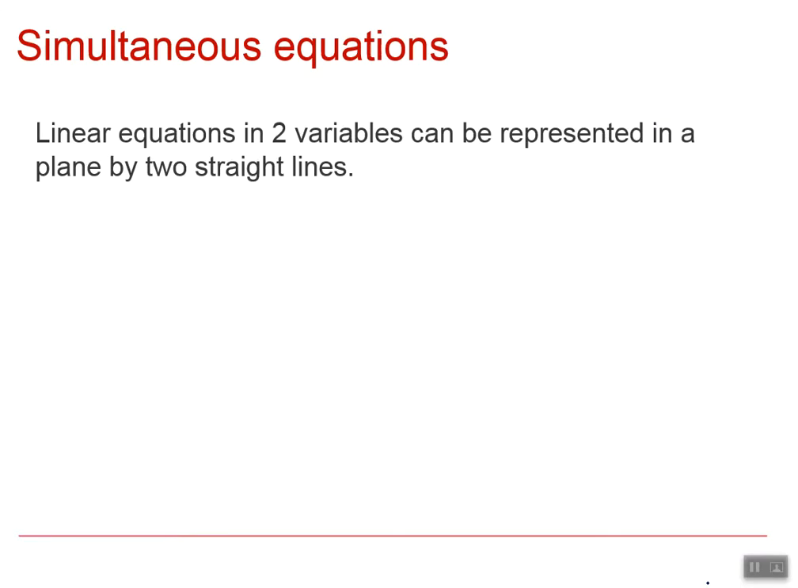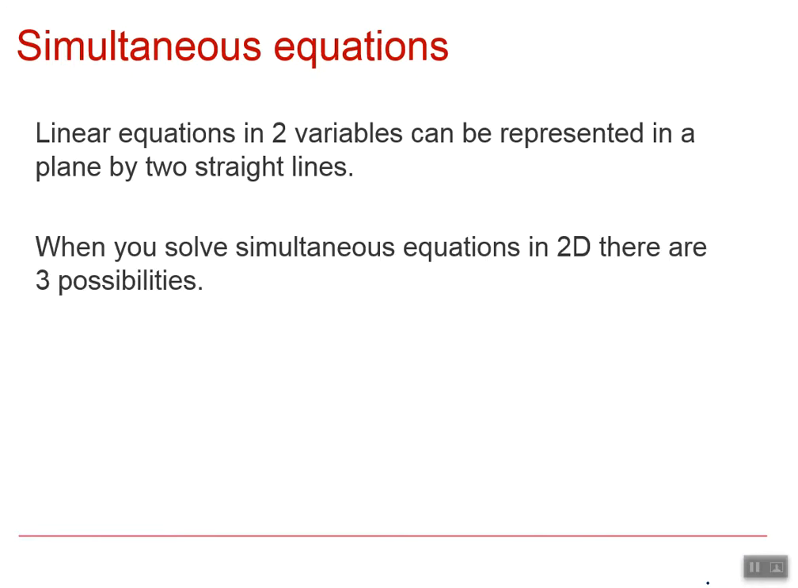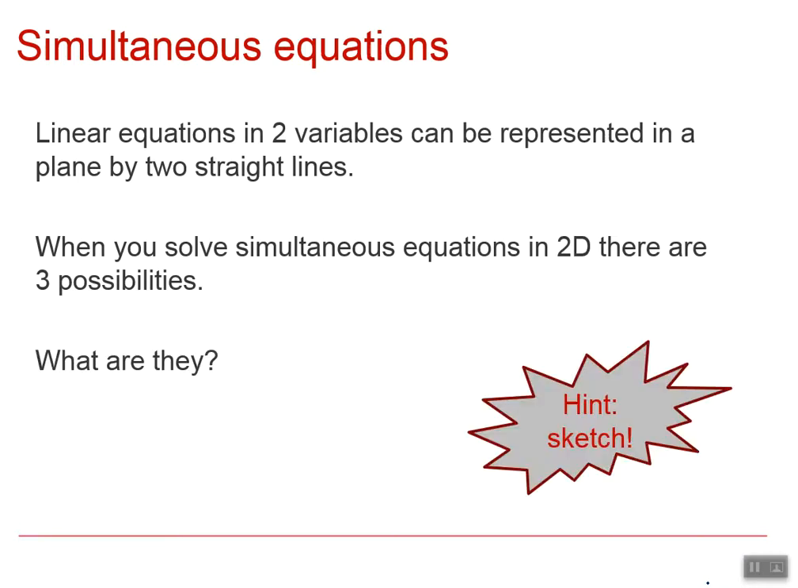So, linear equations in two variables can be represented in a plane by two straight lines. When you solve simultaneous equations in 2D, there are three possibilities. What are they? A hint for that is to draw a sketch.